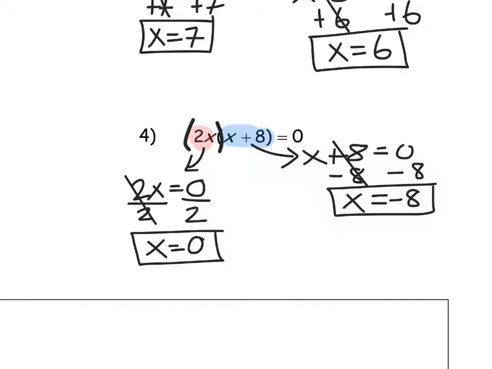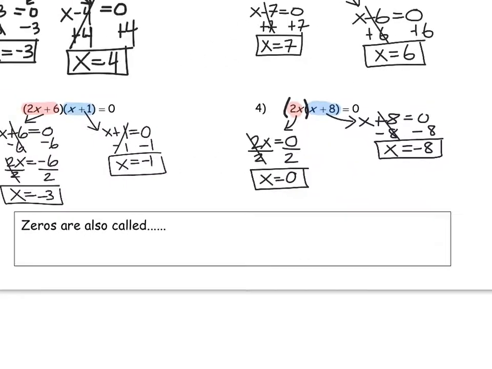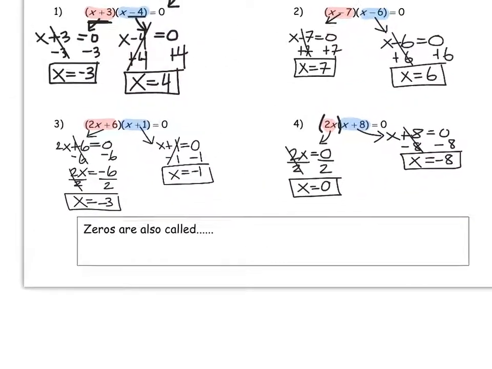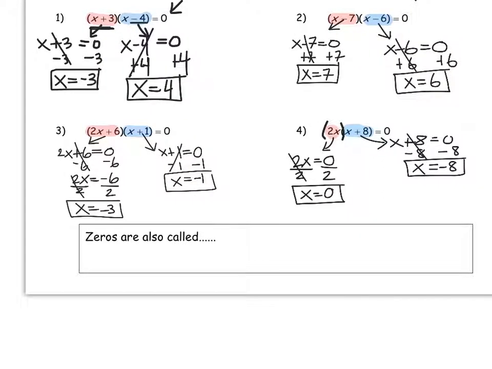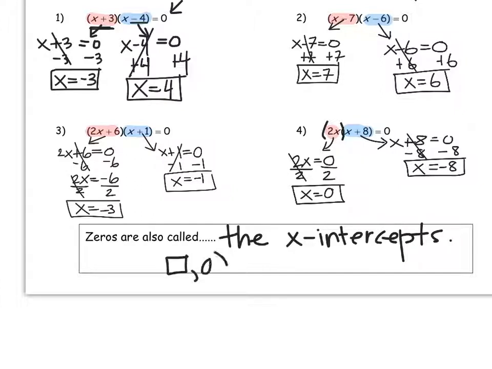All right, the last thing I'm going to write here, it says that the zeros, so using the ZPP, all of these values that I just found, I found 2 for every single problem. Zeros are also called the x-intercepts. The x-intercepts are always the points that cross the x-axis, and they look like this: some number, comma, 0. That's what an x-intercept looks like.